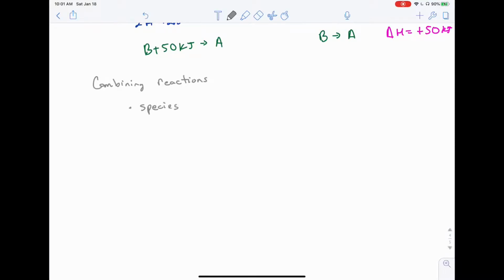Species cancel or simplify when on opposite sides. So if you have 2 on one side and 1 on the other side, you really have a net of 1 on the other side. For example, if I say 2A yields B, and the next reaction is C yields A plus D, what I've done here is simplify this to just A, because there's 2A on this side and 1A on the other side, so the net amount is just 1A on the left side. So species cancel and simplify.